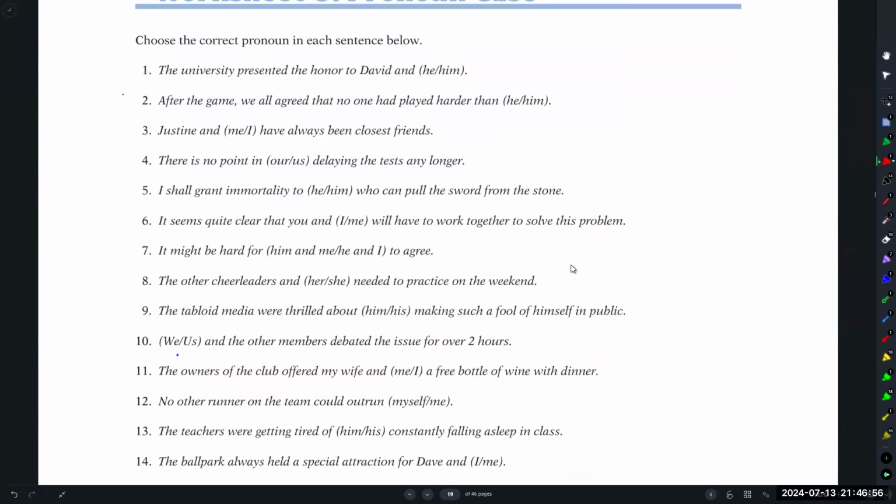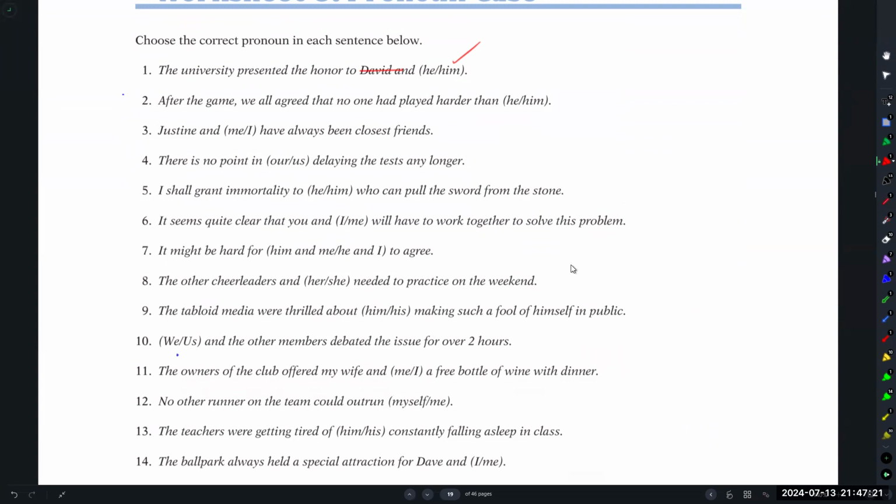The university presented the honor to David and. Okay, Padma. Sohail. Okay, Padma. Okay, Murza, तुम डेविड को किक आउट करके पढ़ो. ठीक हो गया ना, अब एकदम से सब चीज क्लियर हो गई. After the game, good job, Khatija. Good job, Nafi. Good job, Manu.